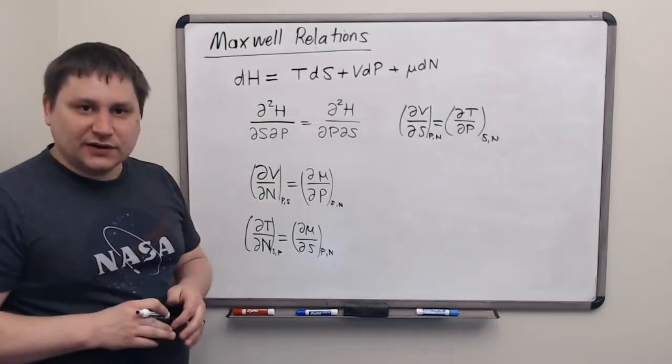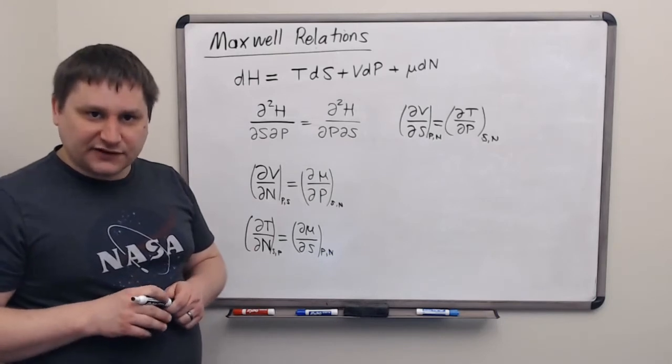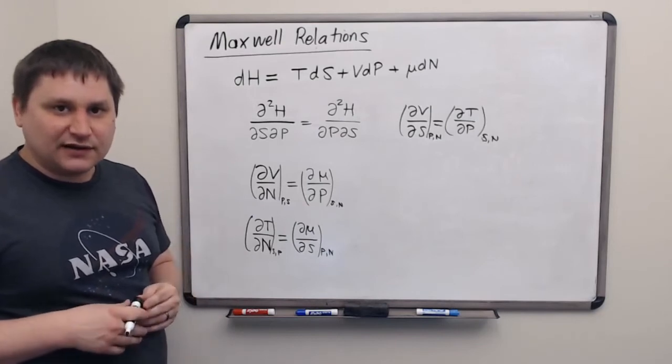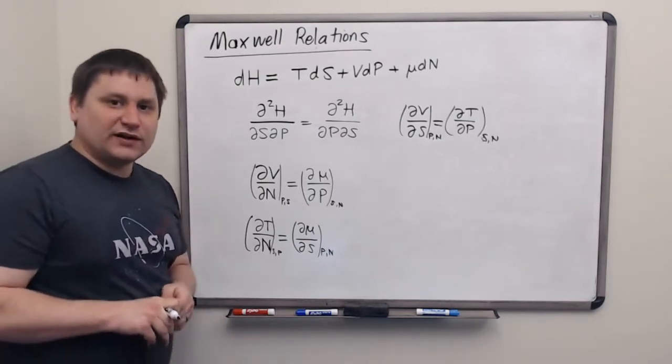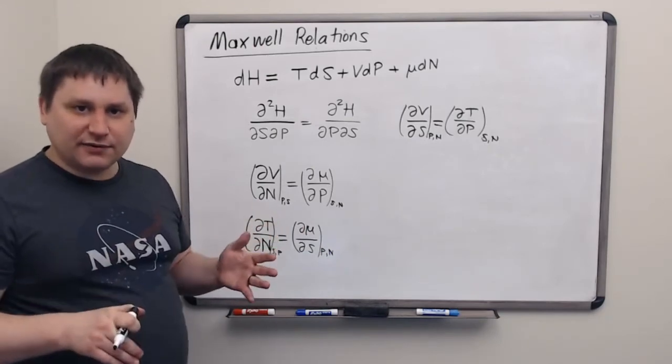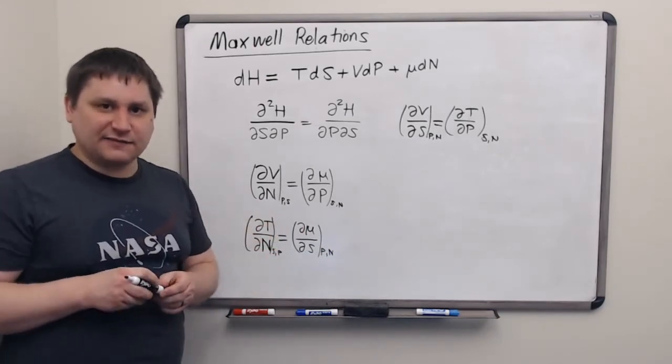I'll leave it to you to work out the Maxwell relations for the internal energy and the Gibbs free energy from these examples. The ones for the Gibbs free energy are somewhat useful because pressure, temperature, and particle number are things which are often held constant in experiments.